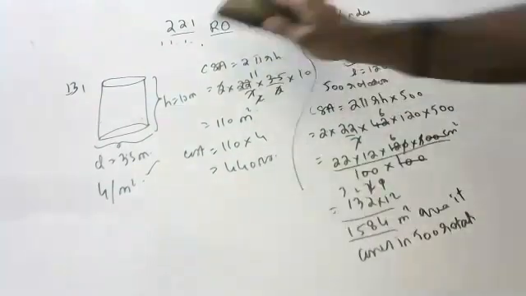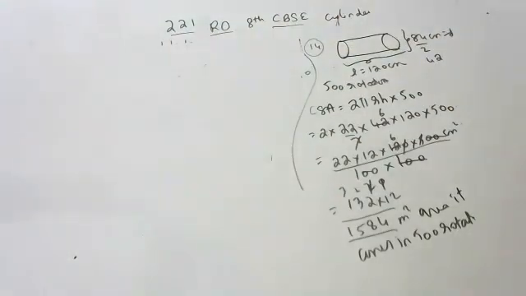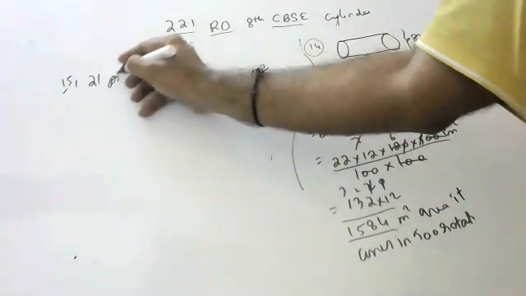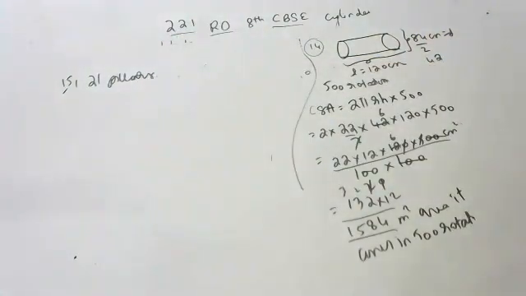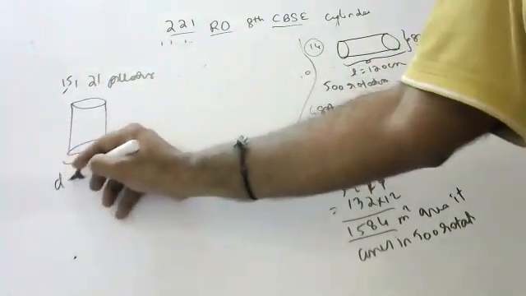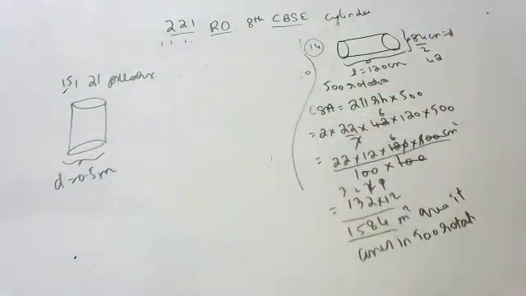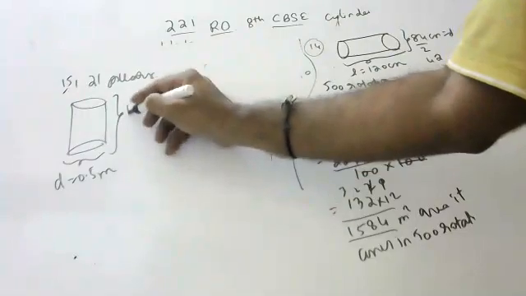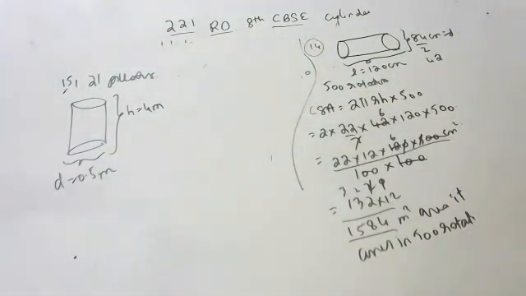Next, Harsha, the 15th one. 21 cylindrical pillars are there. Harsha, are you there? Yes, sir. The diameter of each pillar is 0.5 meter and the height of each pillar is 4 meters. What will be the cost of cleaning them at the rate of 250 per meter square?